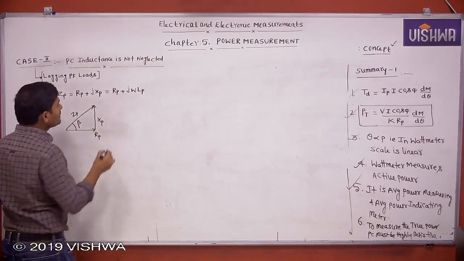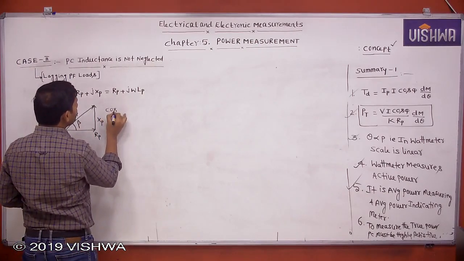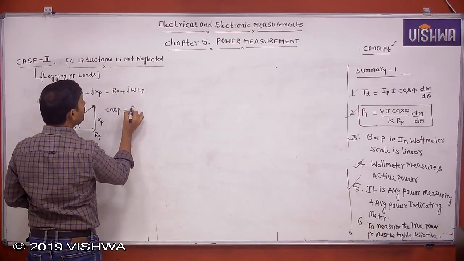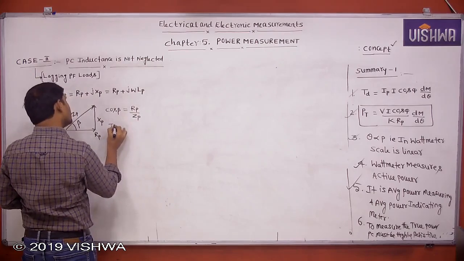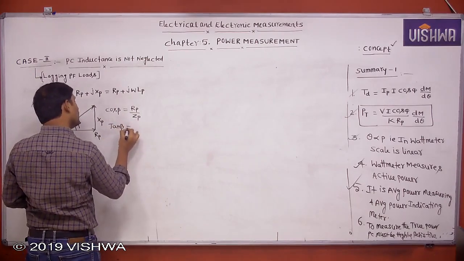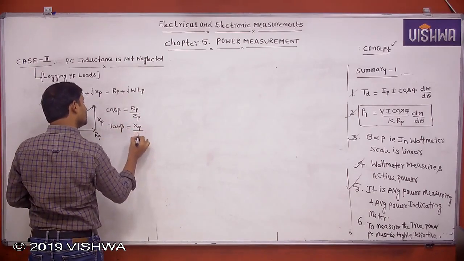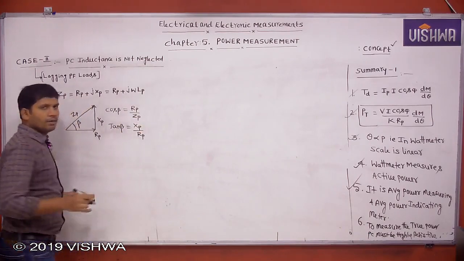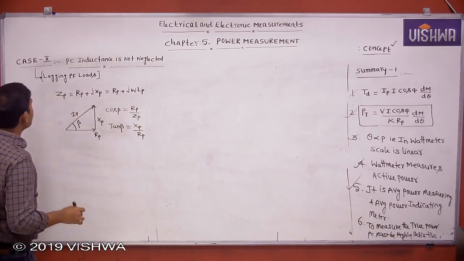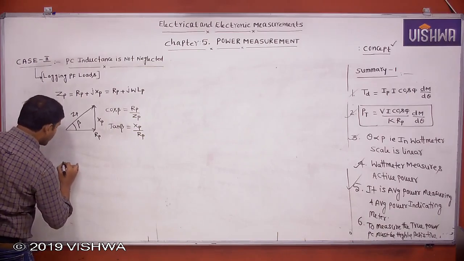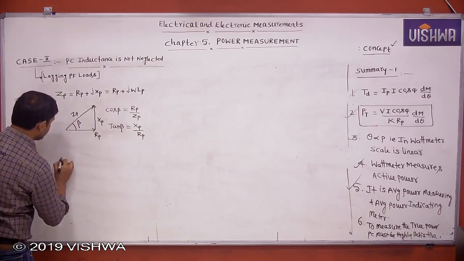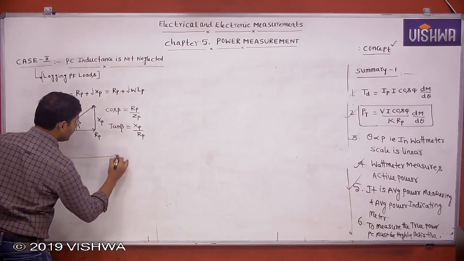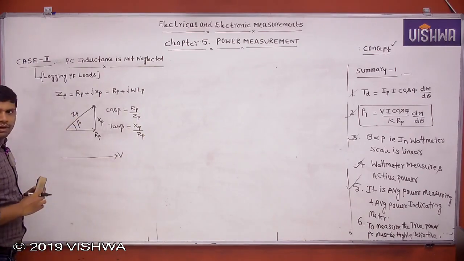Now, what is cos beta from this? Tell me. Cos beta equals Rp by Zp. What is tan beta? Xp by Rp. Okay. Now, if you draw the vector diagram in this case, let V be the supply voltage.